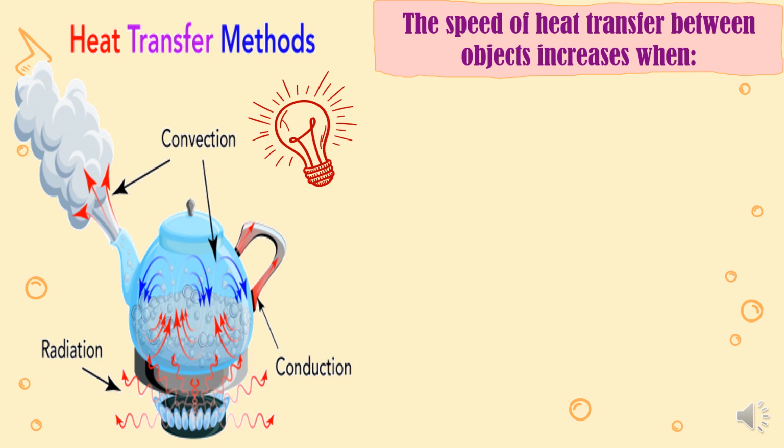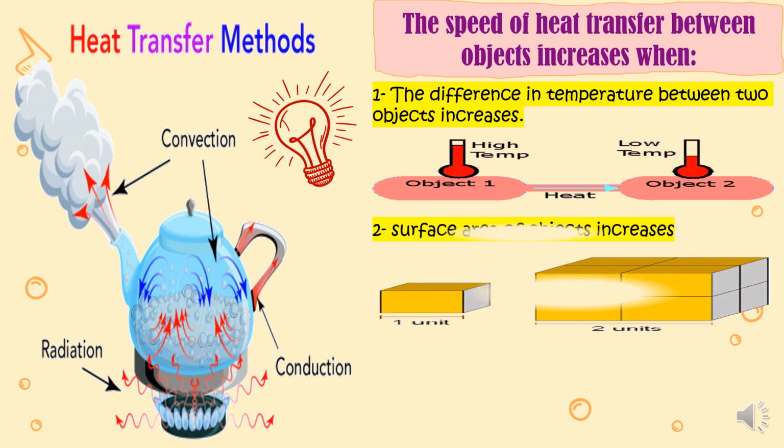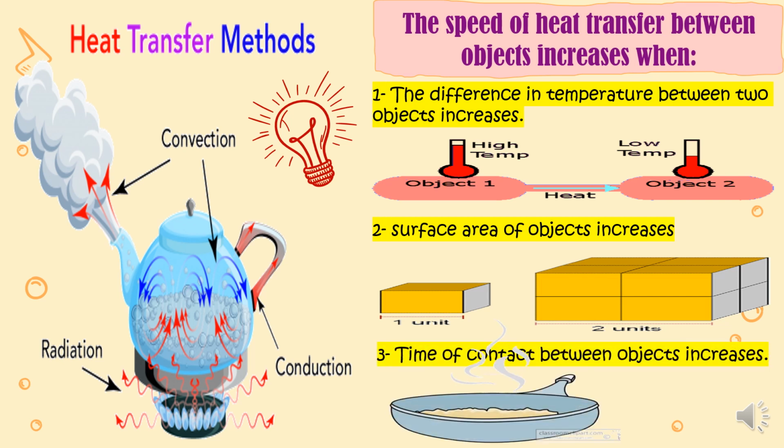So this picture shows you the three different ways of heat transfer: conduction, convection, and radiation. The speed of heat transfer between objects increases when the difference in temperature between two objects increases, the surface area of objects increases, and the time of contact between objects increases.